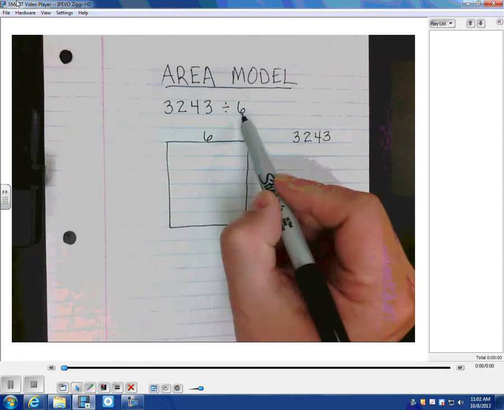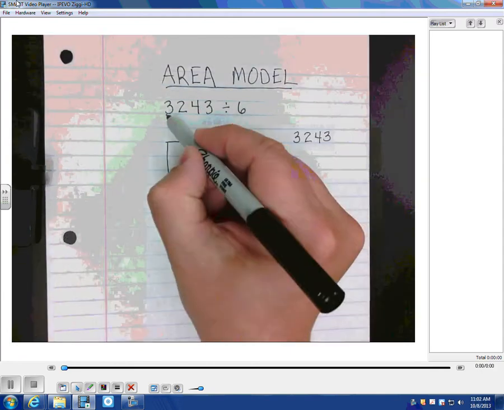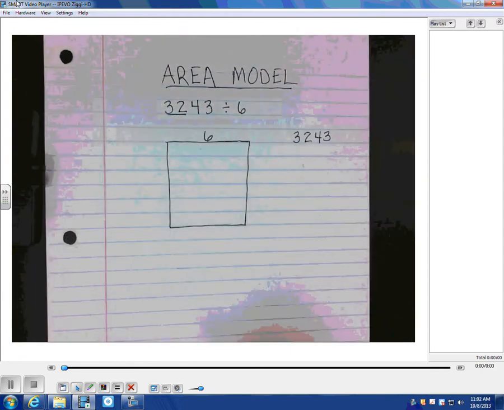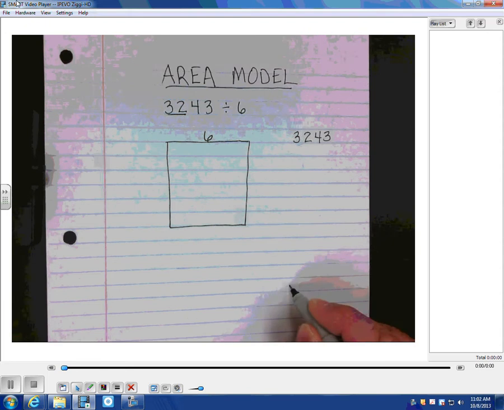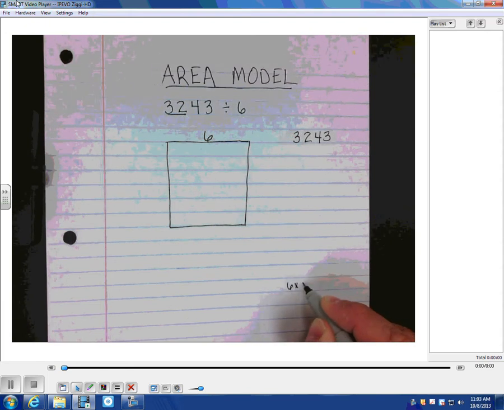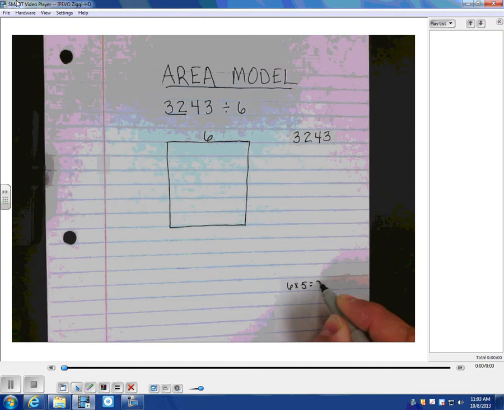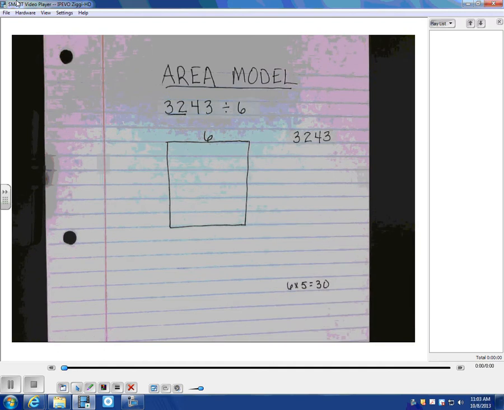So I ask myself, can 6 go into 32? And I know 6 can go into 32. So now I'm going to determine 6 times what will get me the closest to 32. And if you need to, use a multiplication chart for this step. So I know that 6 times 5 equals 30. Okay?